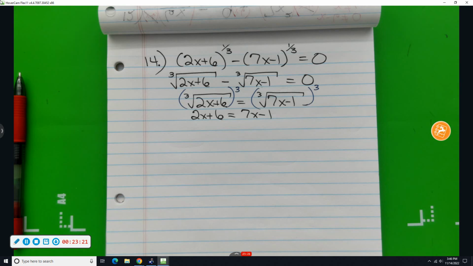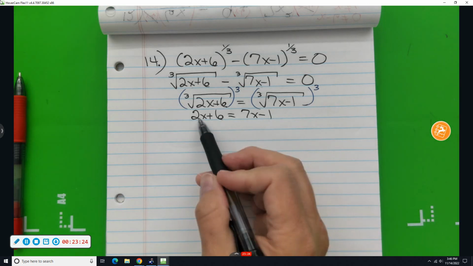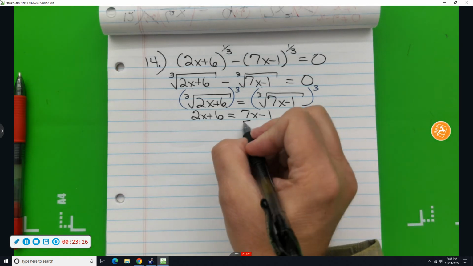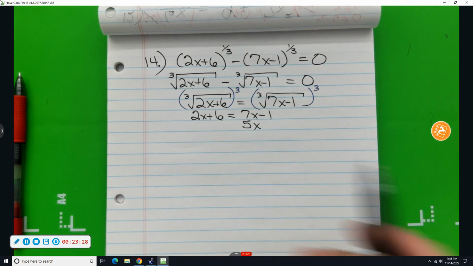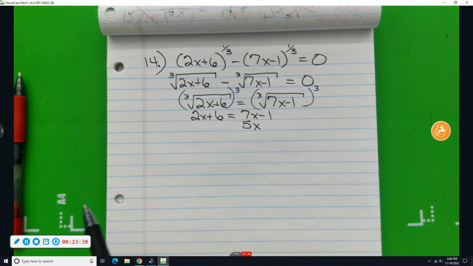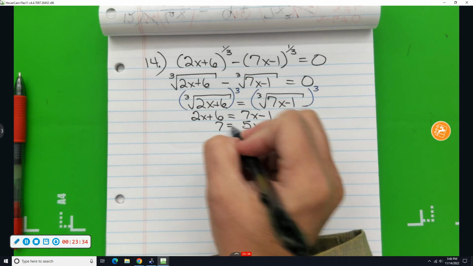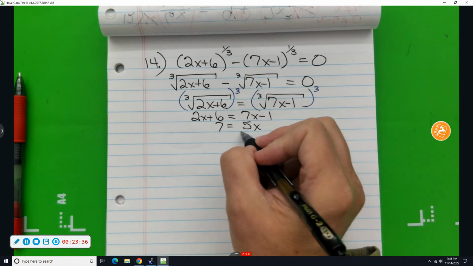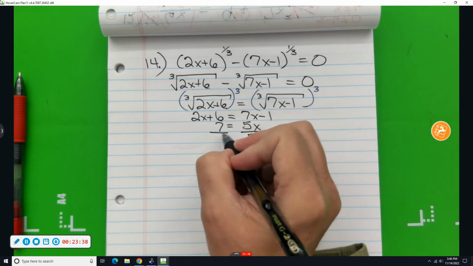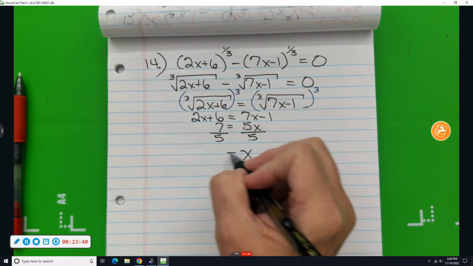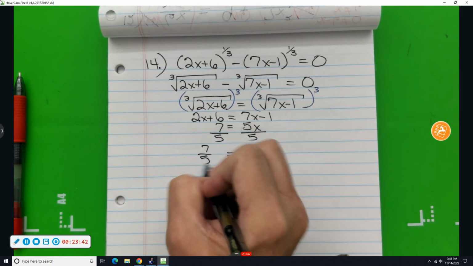We'll combine our x terms. 7x minus 2x gives me a 5x. I move that minus 1 over by adding 1. 6 plus 1 gives me a 7. Divide both sides by 5 to give me x equals 7/5.